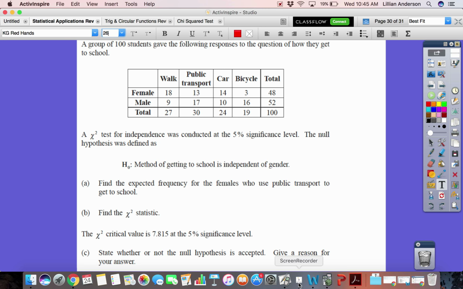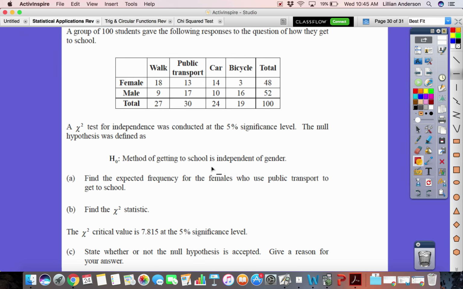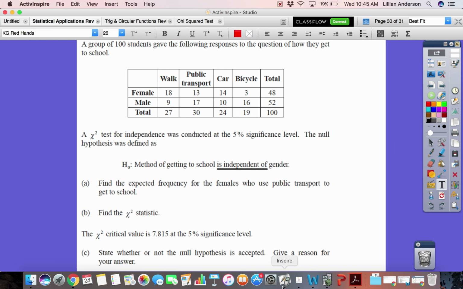Do you see the makeup of that sentence for the null hypothesis? Blah, blah, blah is independent of blah, blah, blah. That right there, that is crucial. If you had to write that yourself, then you would do the same thing, okay?